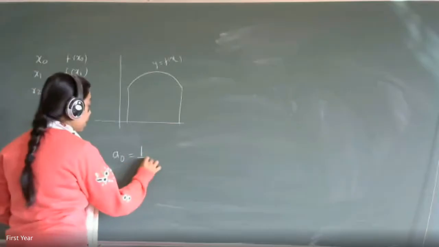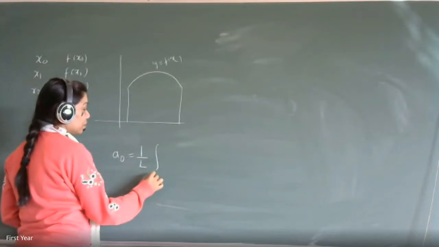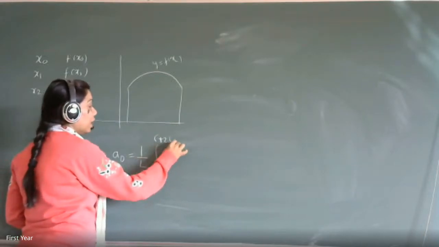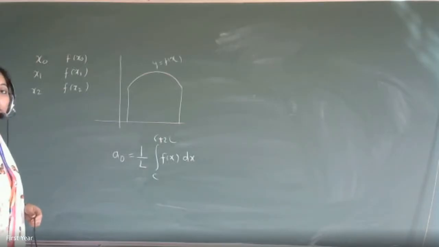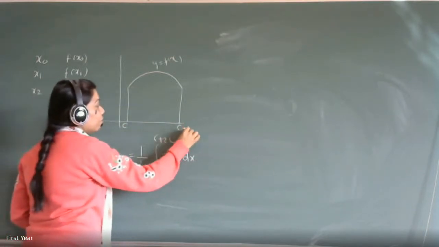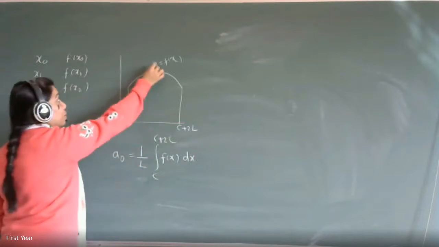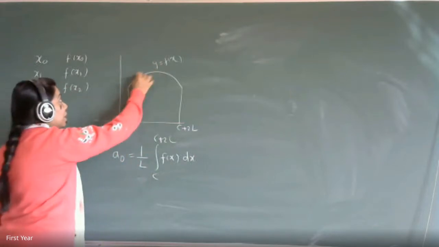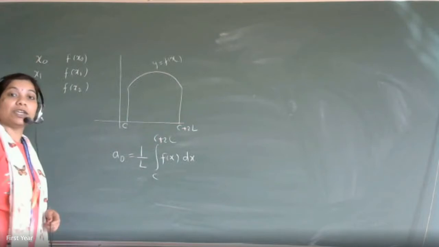Yes. 1 upon l, integration c to c plus 2l f of x dx. This was the formula for a naught. What was c? The starting point, and c plus 2l was the end point. And your function was given to be f of x. So it was a continuous curve. That's why you could find the integration easily.